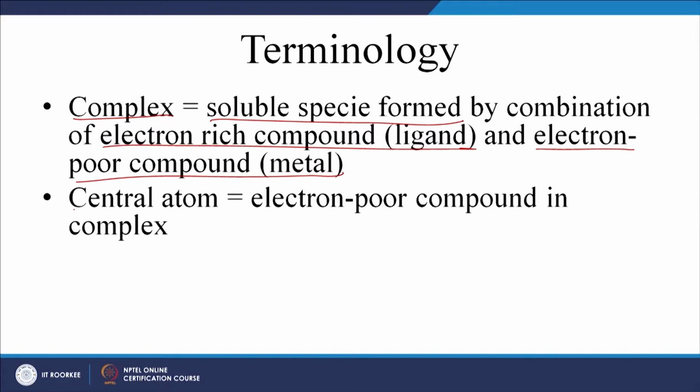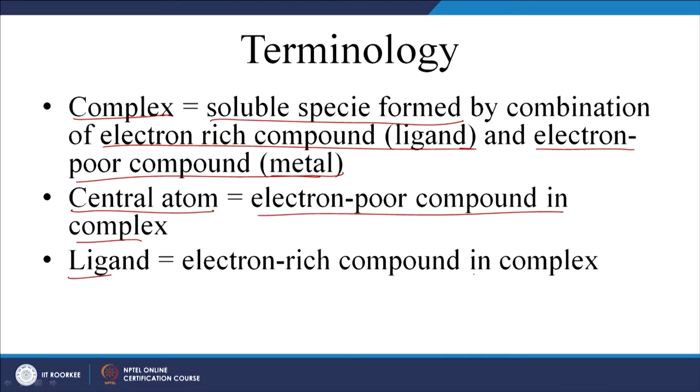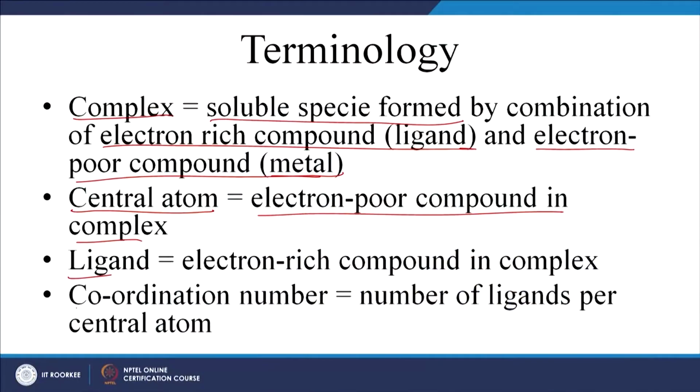Anyway, let us look at what else we have here. We have something called the central atom. That is the electron poor compound in your complex, which usually means it is the metal. Next aspect is the ligand, the electron rich compound in the complex. This is something we discussed earlier. And here we now come to our particular aspect, the coordination number. The coordination number gives us an idea about the number of ligands per central atom, and that helps us in understanding the structure of your compound.